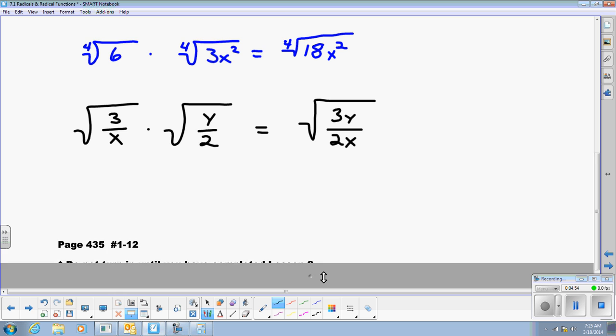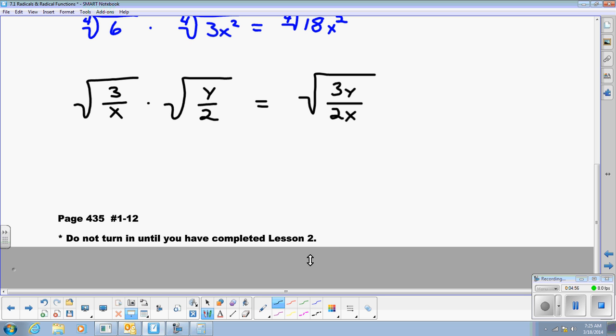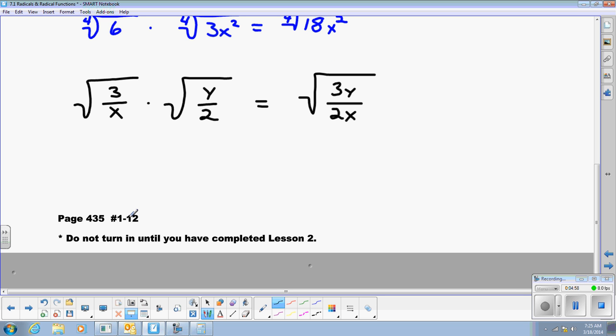All right, so what I want you to do for the first lesson is from page 435, do numbers 1 through 12. Do not turn this in until you've completed lesson 2. In lesson 2, I'll be talking to you about what we call the quotient rule. And I want both the product rule and quotient rule on the same assignment when you turn it in. So keep this one, page 435, numbers 1 through 12. Let me know what I can help you with.